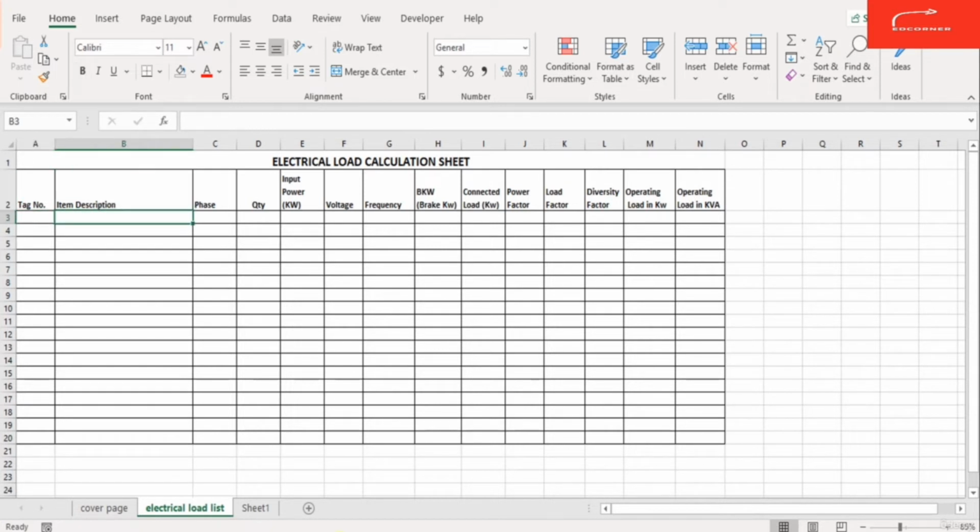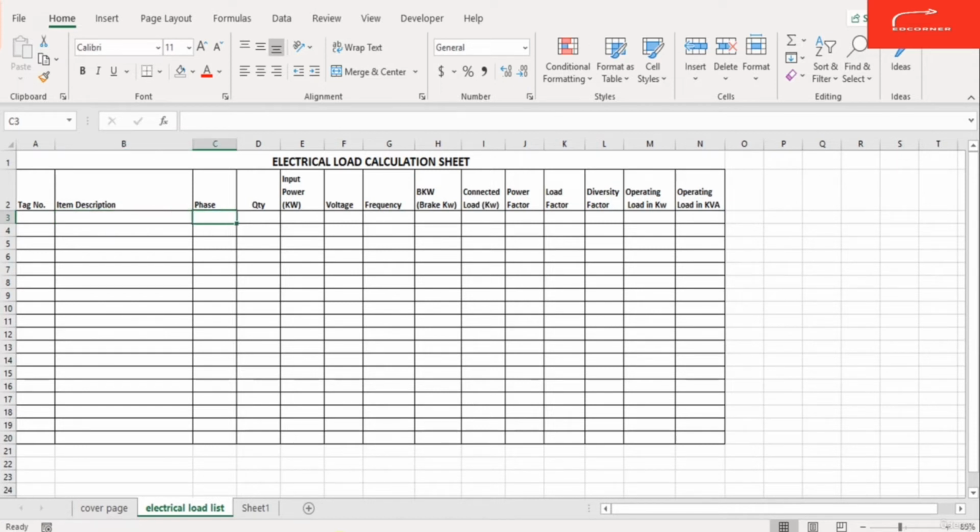Then the next column is the item description. Item description is the electrical equipment description. It means, is it lighting or any other equipment like printer, Xerox machine, or tea vending machine, anything. So there are different applications and different equipments available in an office, so we need to calculate the electrical load for each and every item.